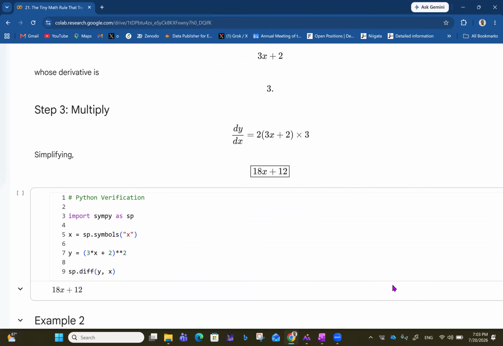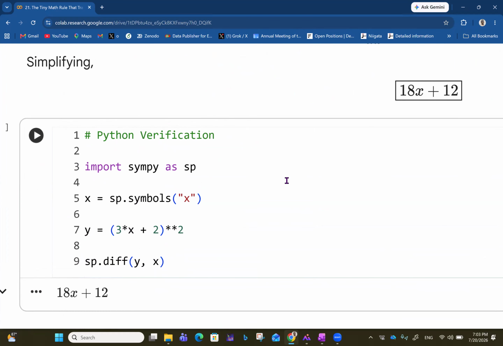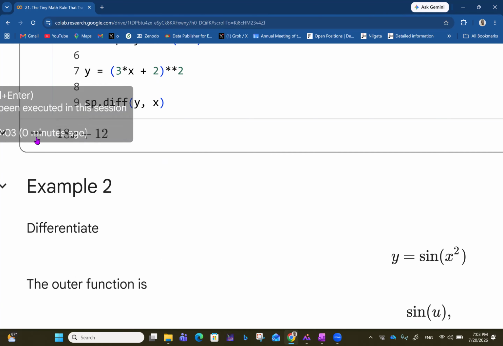Now, of course, we can use SymPy to take care of that too. For the Python verification, import sympy as sp. So x is equal to sp.symbols, the symbol of x. Then y is equal to (3x plus 2) all squared. If you take the differentiation function from SymPy and differentiate y with respect to x, you have 18x plus 12. And that's the result right there.